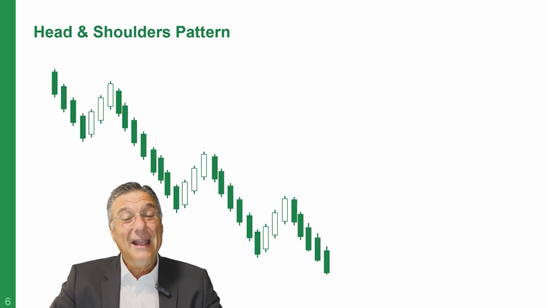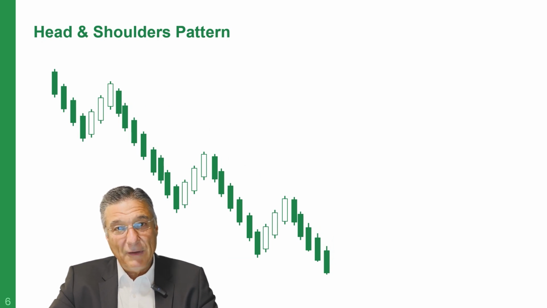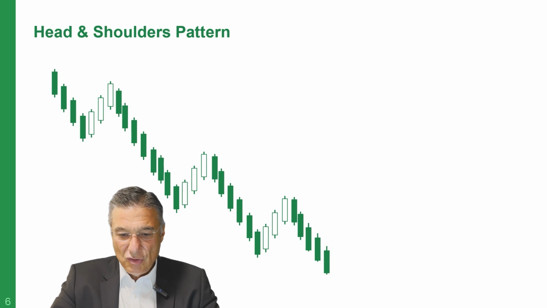So let's go ahead and look at the inverse head and shoulders pattern. And let me remind you that before we attempt to identify a reversal pattern, we have to identify the downtrend first. And a downtrend is a series of successively lower tops and lower bottoms.